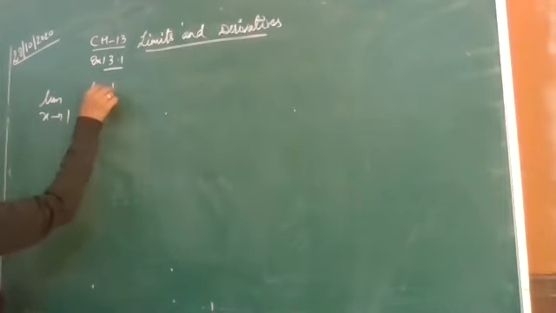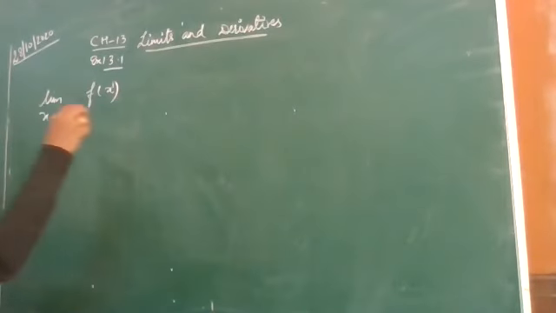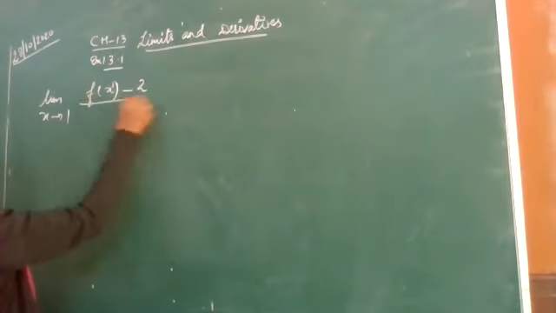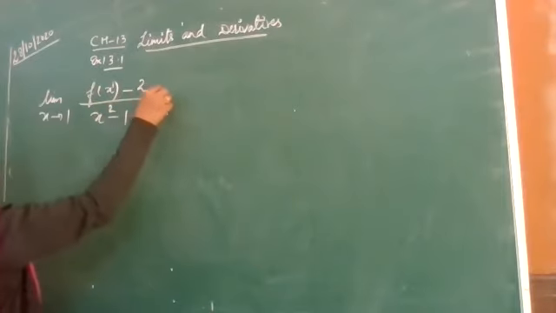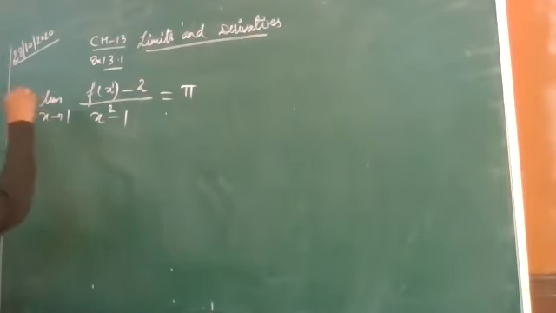The function f(x) is given and there is some condition here: the limit as x tends to 1 of (f(x) minus 2) upon (x square minus 1) equals pi. And we have to find the value of the limit as x tends to 1 of f(x).